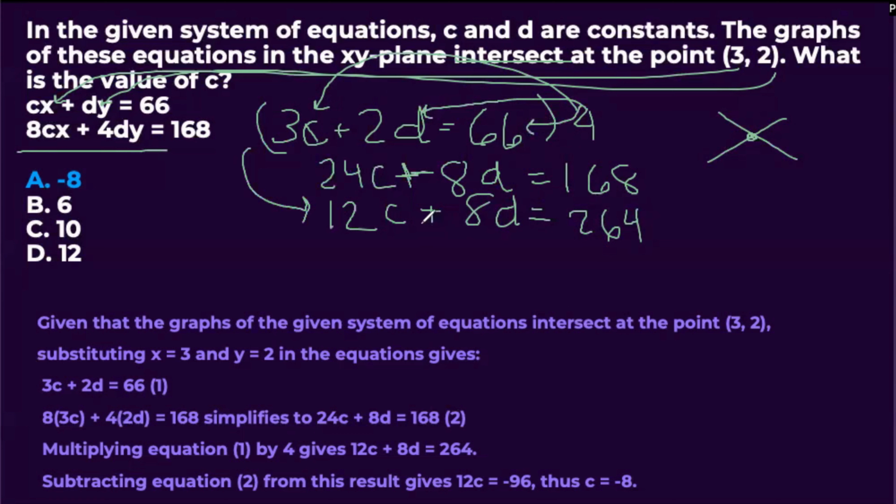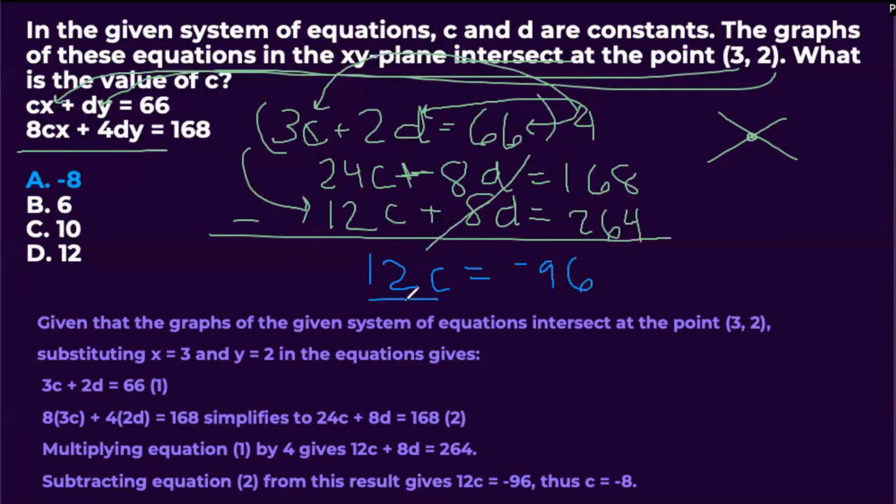Now, because I decided to use elimination, I can go ahead and subtract to get rid of that d there. And essentially what will happen is you subtract 24c minus 12c, that gives you 12c equals 168 minus 264. That's going to give you negative 96.